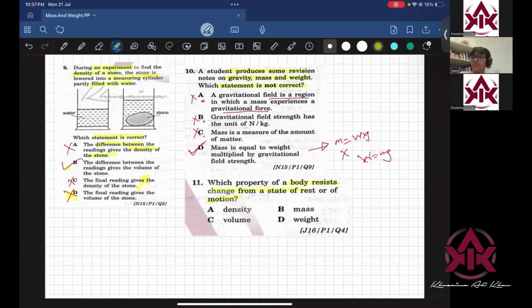or motion, right? So we talked about that this phenomenon was called inertia, right? And what is inertia? Inertia is basically a property of mass, right? So wherever you see mass, that is the answer, by the way. So density is not correct, volume is not correct, weight is not correct here. So the answer is option number B. That is the mass, right? Make sense?